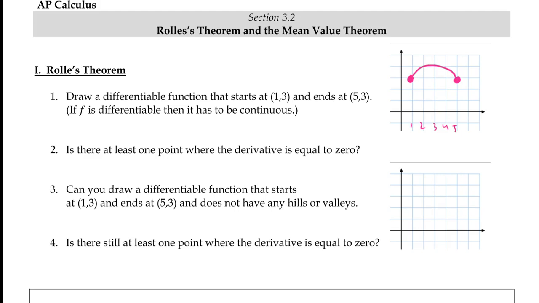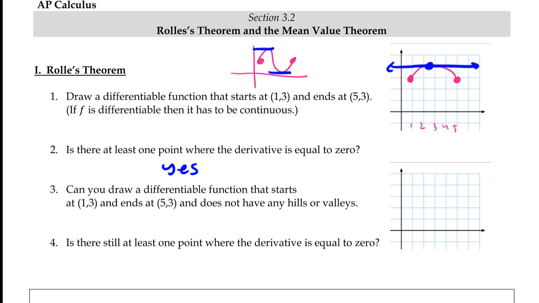Now, is there at least one point where the derivative is equal to 0? Well, what do we know about derivative equal to 0? Isn't that a horizontal tangent line? I see one right here. Is there at least one point? Sure. Hey, what if someone drew this? What if I started at (1, 3), ended at (5, 3), and did this? Do you get why I said is there at least one point? Because now I have two. Okay, so depending on the graph you drew, you could have multiple horizontal tangent lines. Okay, so is there a point where the derivative is 0? Is there at least a point?